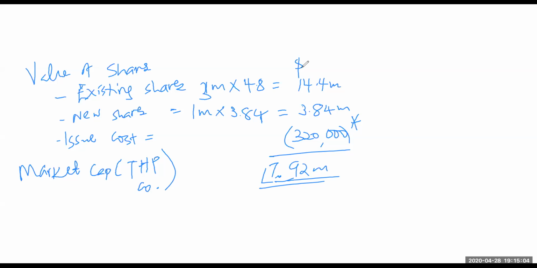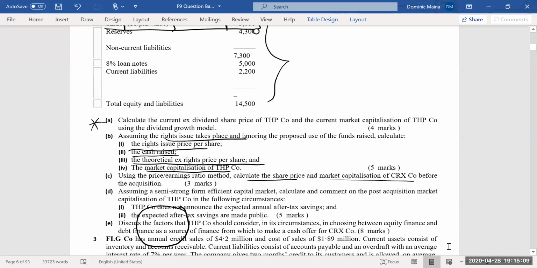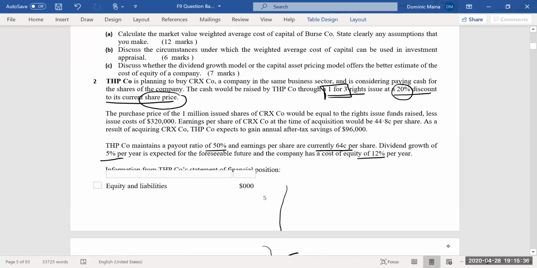Then we have part C of the question. It's telling us, using the PE ratio method, calculate the share price of the company, CRX. Don't forget, this was THP. Now this is CRX company. So you're meant to get the share price of CRX company and its market capitalization before it got acquired.